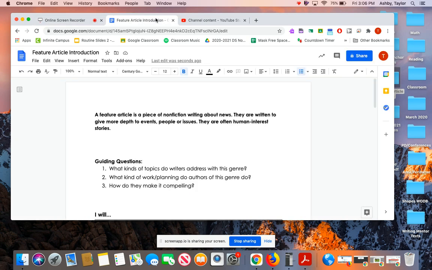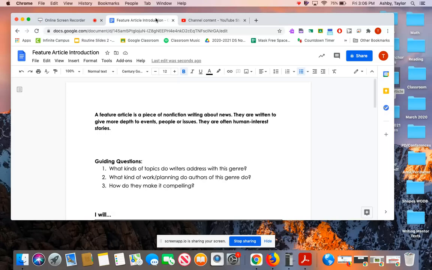Today, as writers, we are going to continue our work with feature articles. We're going to take what we know about feature articles and start to talk about what makes an appropriate topic for a feature article. By the end of this lesson, you will be picking your topic for your feature article.